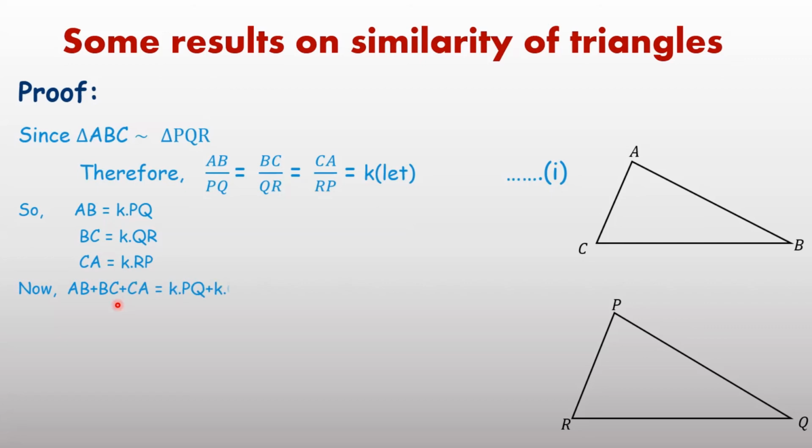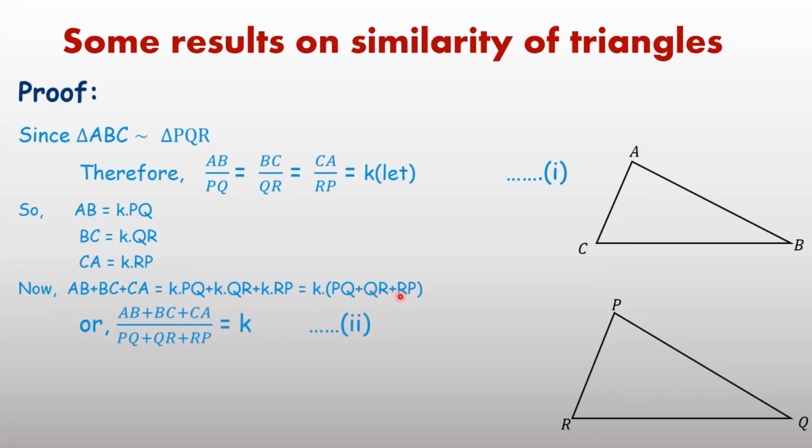Now, just calculate the perimeter. AB plus BC plus CA equal to K times PQ plus K times QR plus K times RP. Taking K common, K times (PQ plus QR plus RP). Our next step, divide by PQ plus QR plus RP on both sides. You will get (AB plus BC plus CA) upon (PQ plus QR plus RP) equal to K. Here in equation first, we have the ratio of sides as K, and after solving we get the ratio of perimeters is also K.